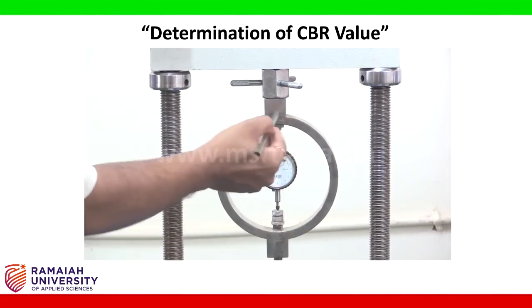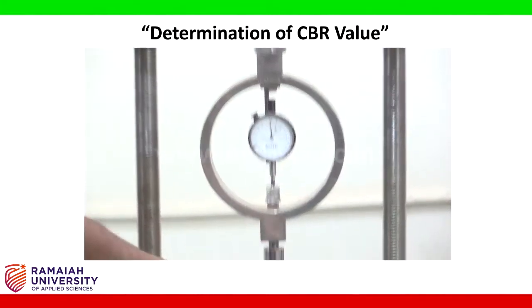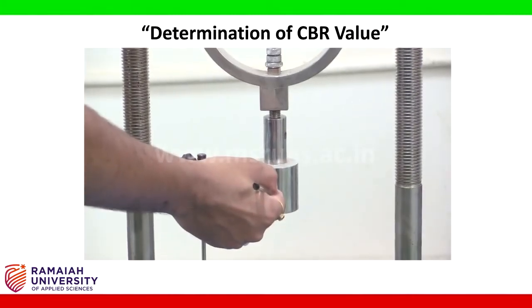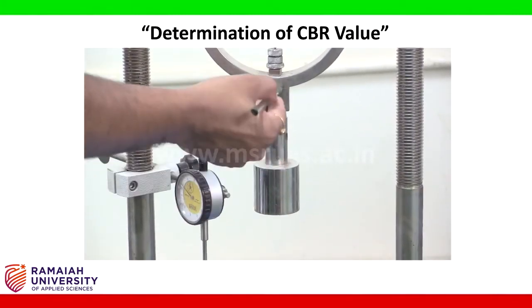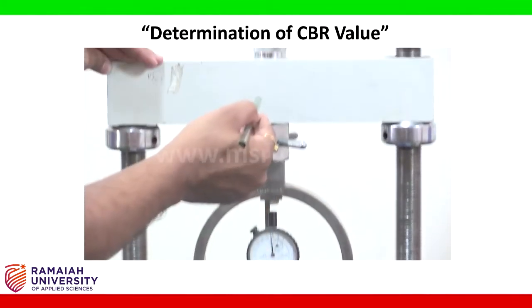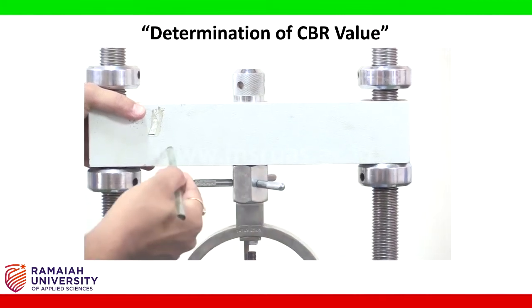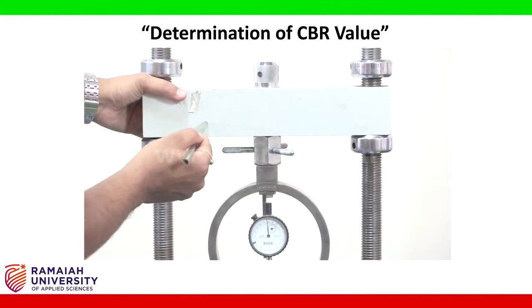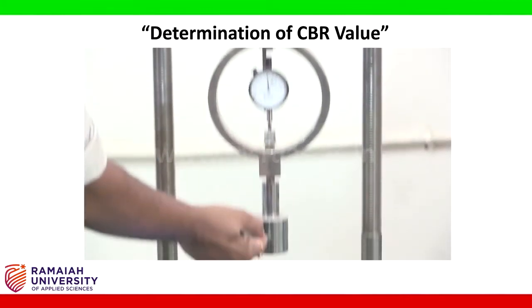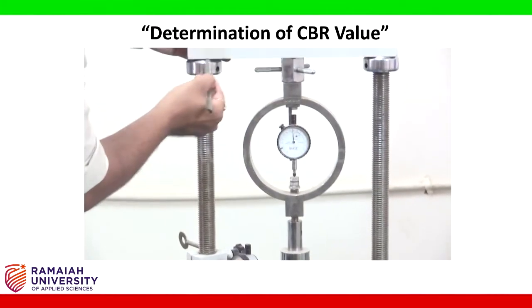This helps us to record the load that is being applied on the specimen through the plunger. This plunger is attached to the proving ring and the whole setup is later attached to the reaction frame. The height of this reaction frame can be adjusted accordingly for proper seating of this plunger on the specimen by making use of these screws.